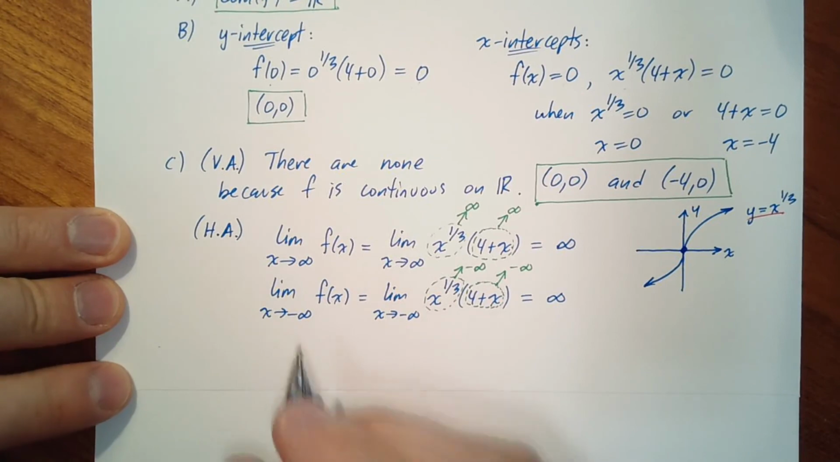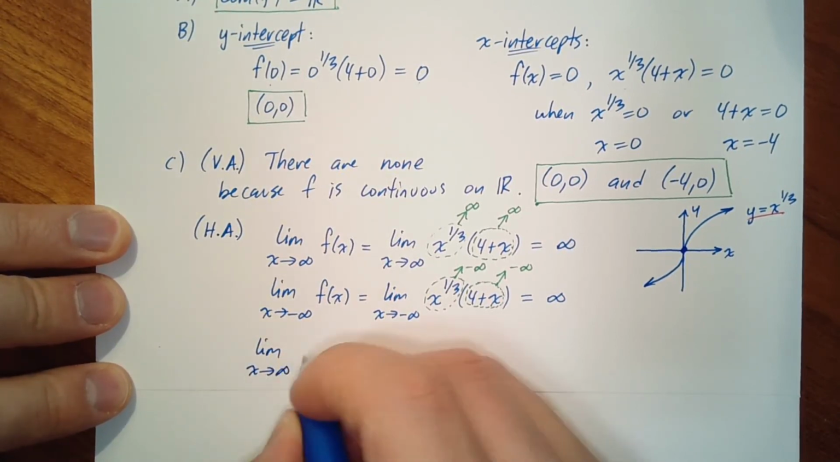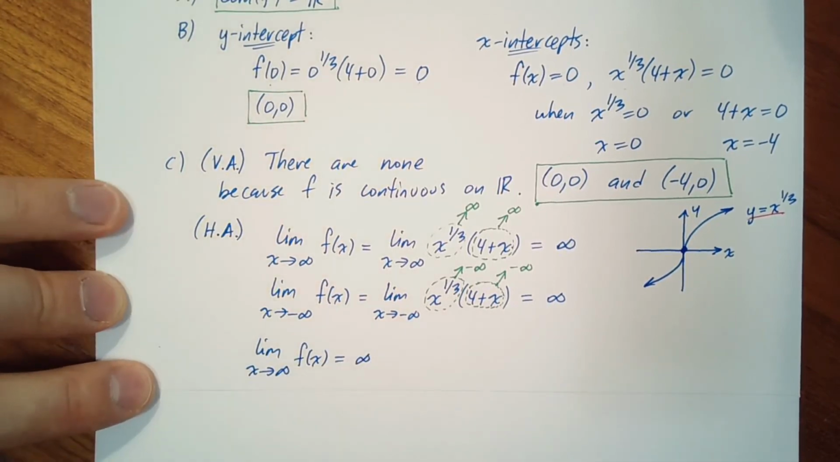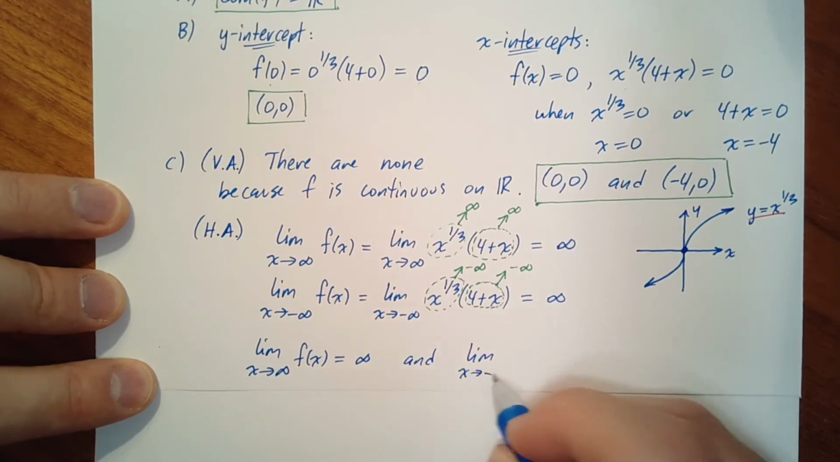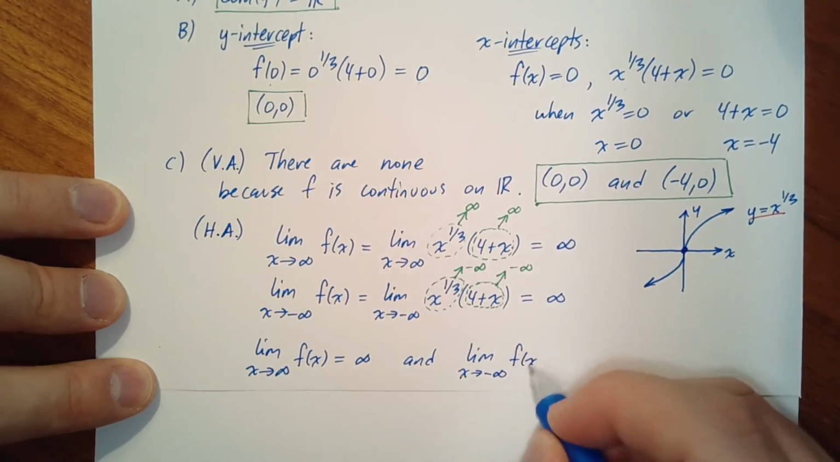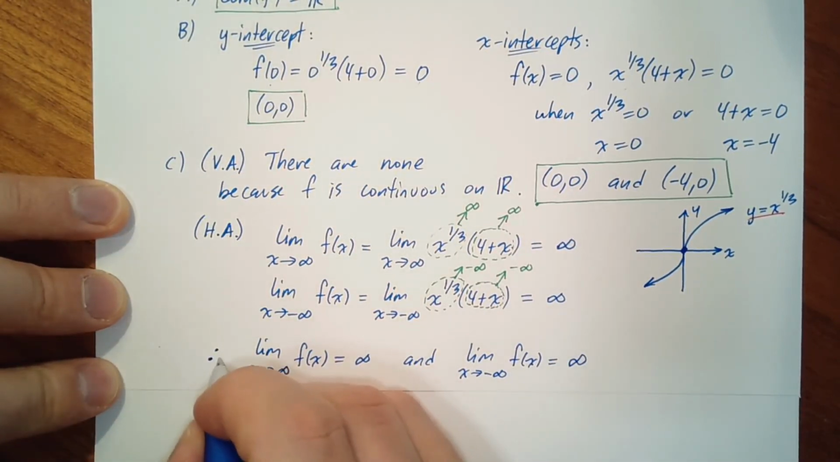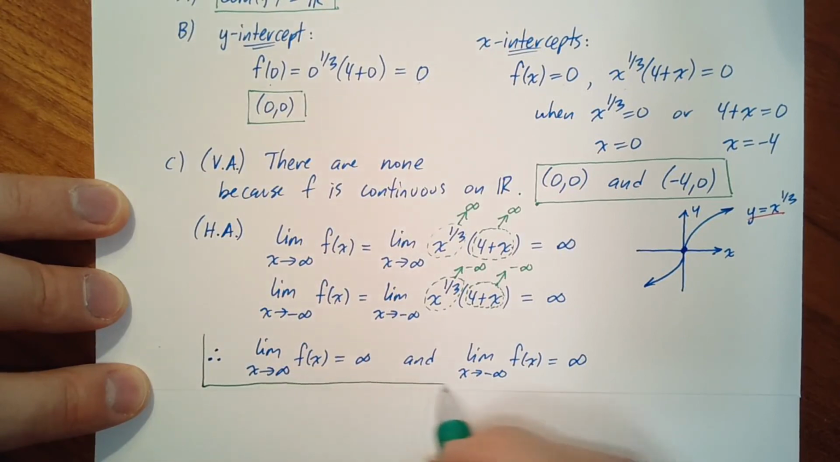The only important information here was that the limit as x goes to infinity of f of x is equal to infinity, and the limit as x goes to negative infinity of f of x is equal to infinity. So I'll put therefore, in the sense that this follows from the work we just did. Do you need to actually write this?